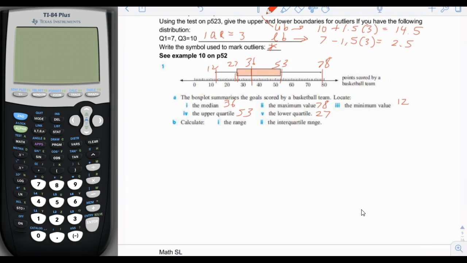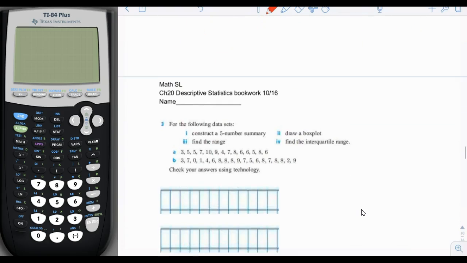Calculate the range and the interquartile range. The range is the maximum minus the minimum, so it would be 78 minus 12, which is equal to 66. The IQR is the Q3 minus Q1, the upper quartile minus the lower quartile, which is going to be about 26. Okay? Alright.